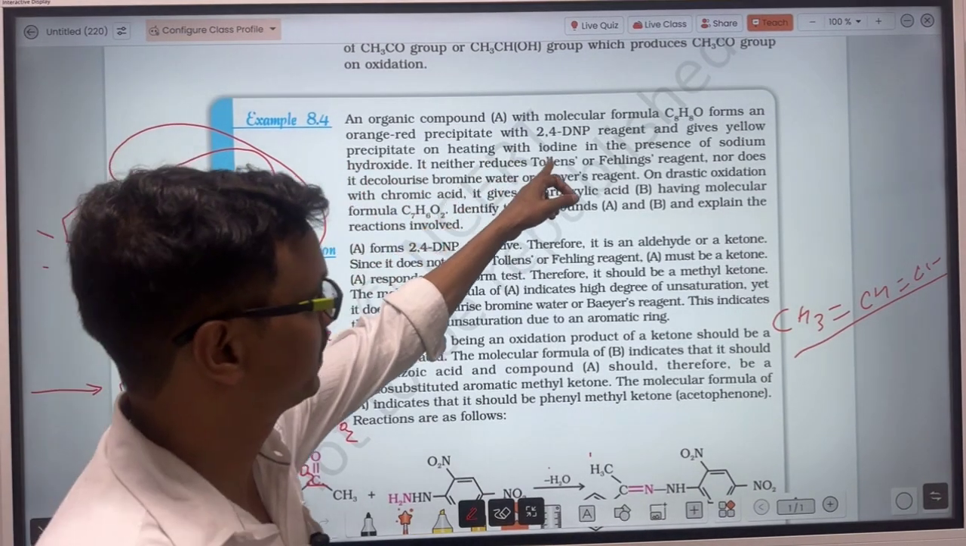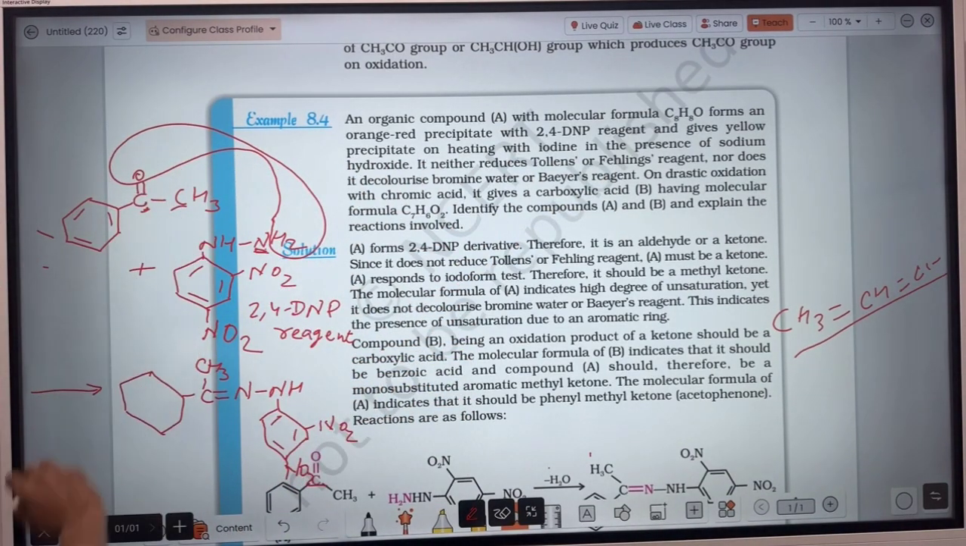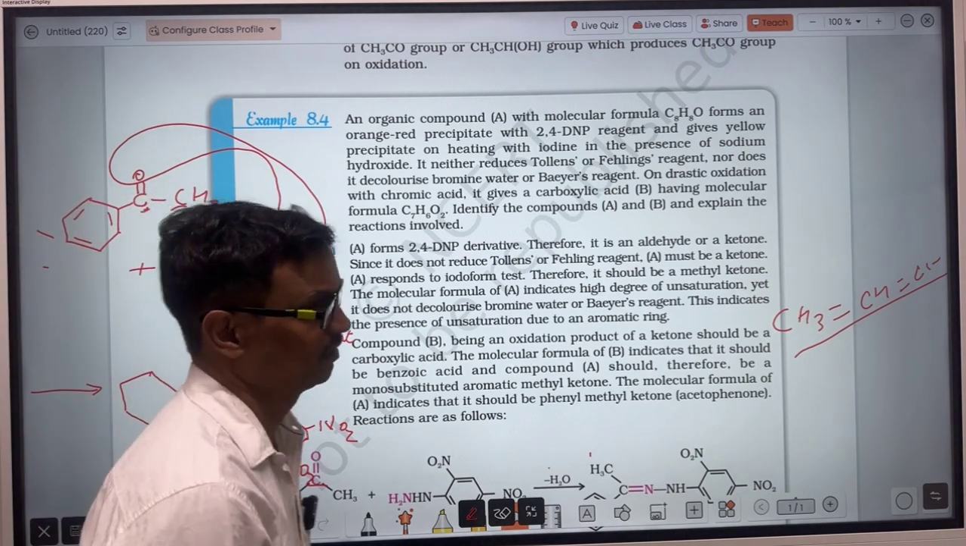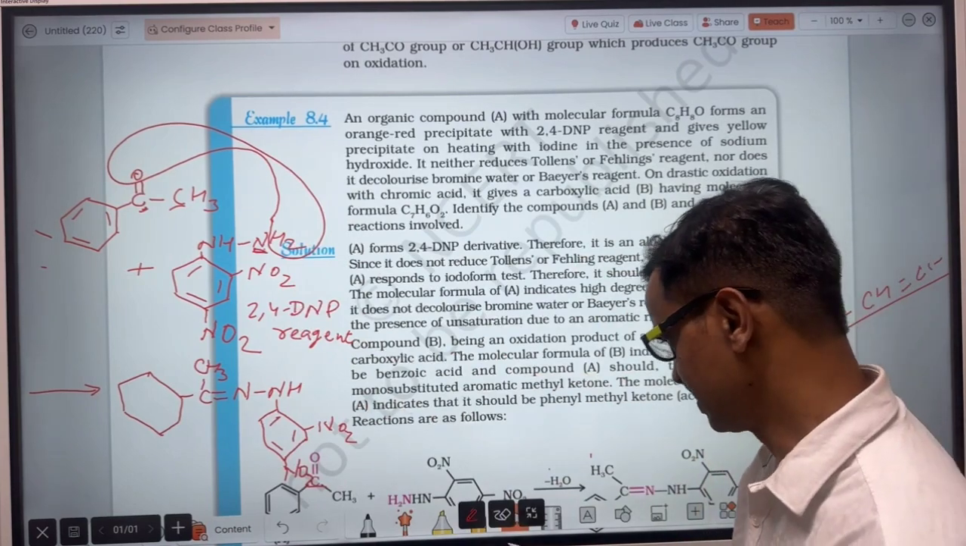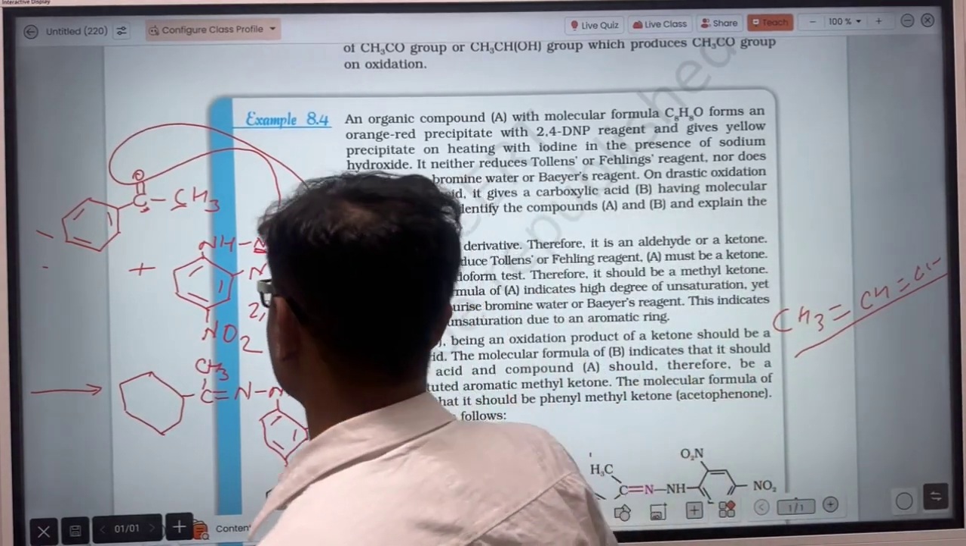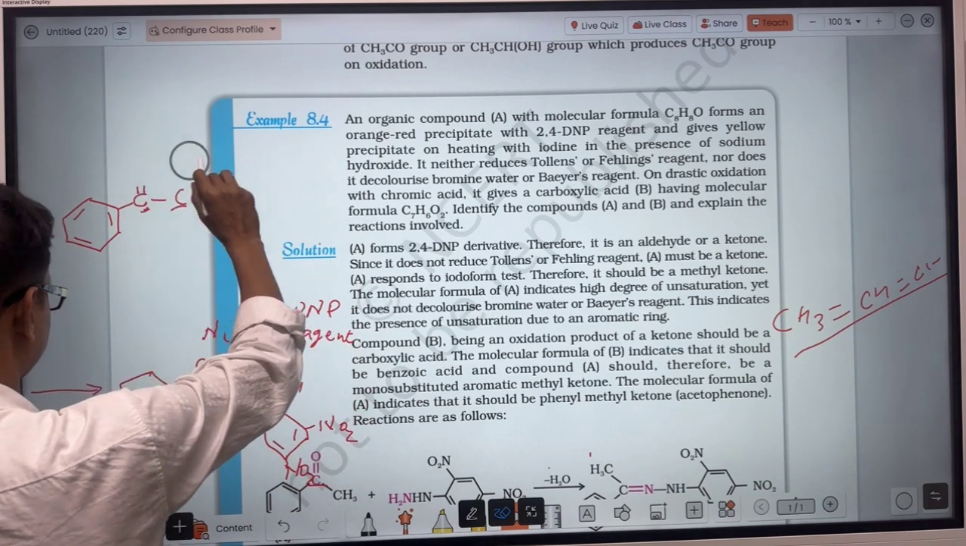Okay, it gives a yellow precipitate on heating with iodine in the presence of sodium hydroxide. Since there is a methyl group bonded to the acyl carbon, that's why this compound will show the haloform test. Okay, so let's see firstly about this compound here. So next reactions, we go on that.